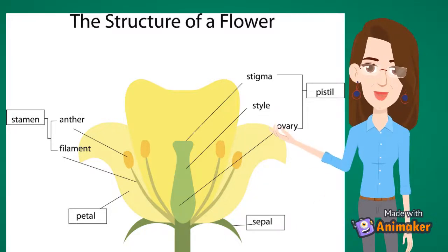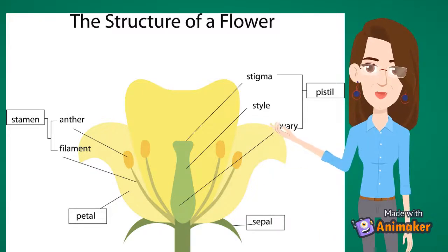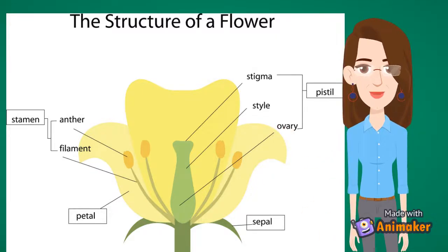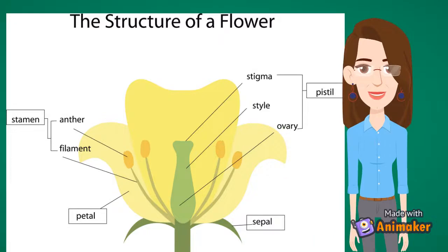Now the fourth part of the flower is the gynoecium, which is also known as pistil. Gynoecium is the female reproductive part of the flower. It is made up of 3 parts: stigma, style and ovary.